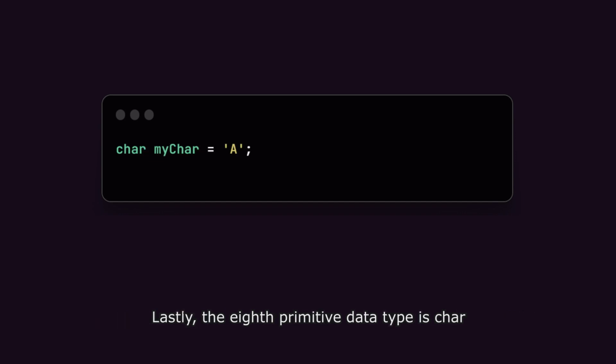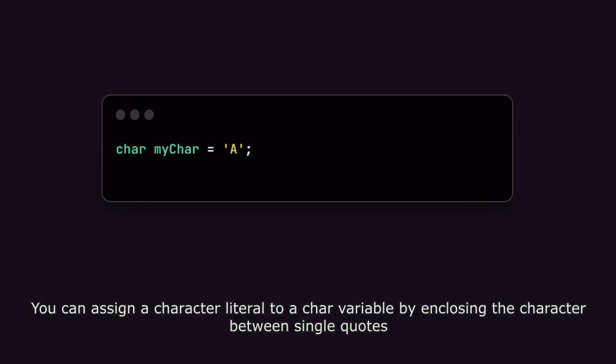Lastly, the eighth primitive data type is char. Char variables are used to store a single character. They are 16-bit unique characters. You can assign a character literal to a char variable by enclosing the character between single quotes.